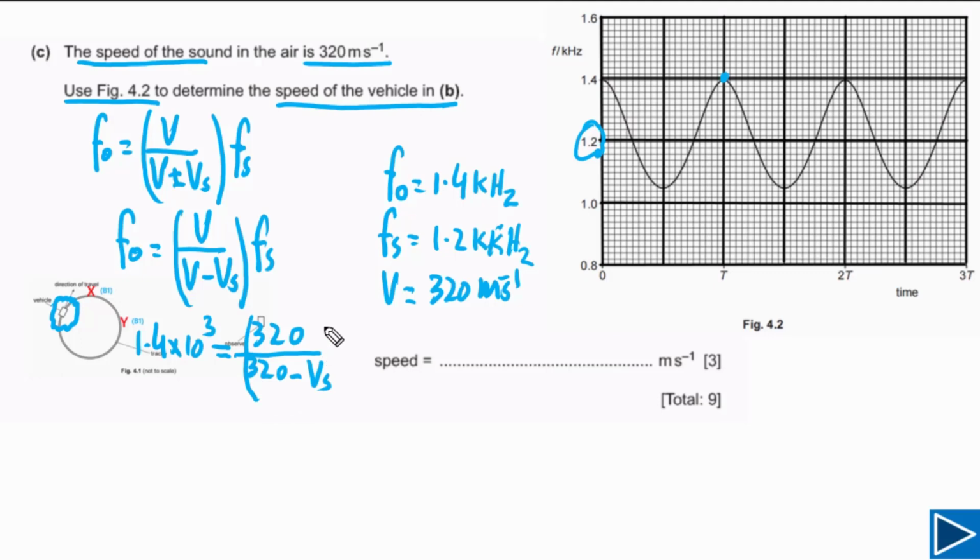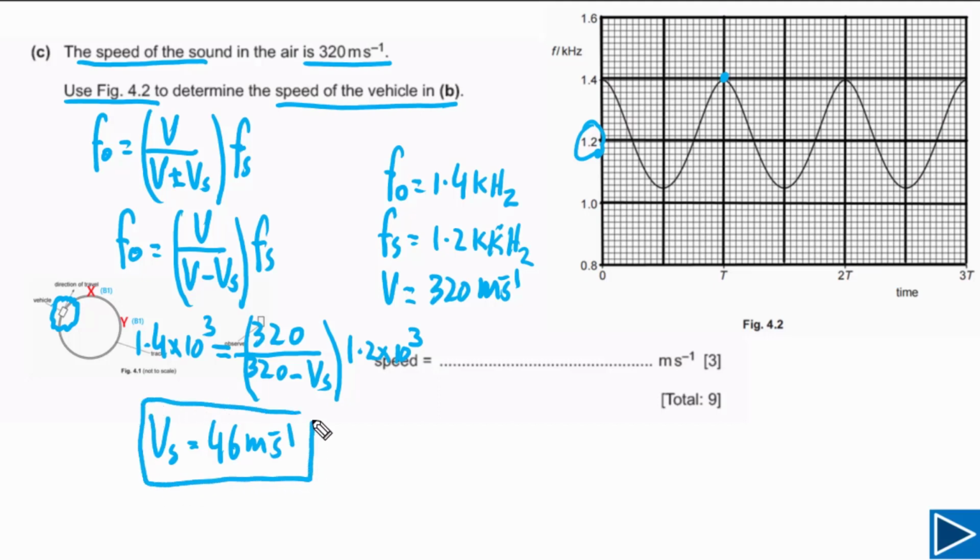This is what we need to find out, and this is multiplied with the frequency of the source, and the frequency of the source is 1.2 times 10 to the 3. And now simply we can find out Vs from here. Vs will be equal to 46 meters per second. So this is our final answer.